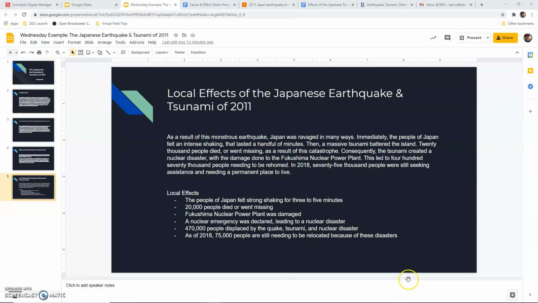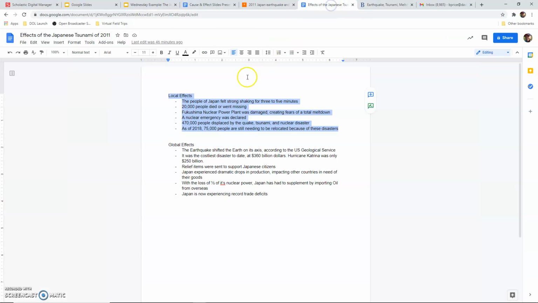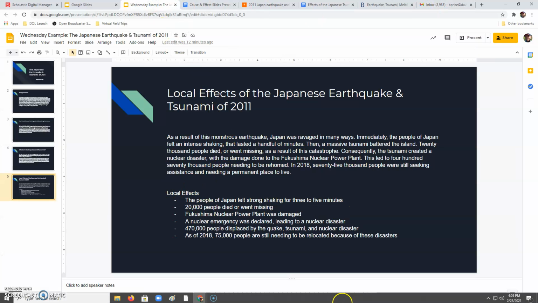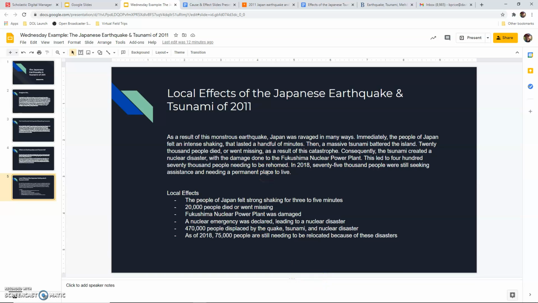Now that I have my paragraph written, I no longer need these bullet points here, but it did make it a lot easier for me to be able to go right to my Google Doc where I had taken my notes. I just copied the bullet points I wrote for local effects. I came over to my document, I pasted those, and then I sat and I thought about how I could reword these things and turn it into a flowing paragraph of my own. And you'll see that I pretty much went right along with the list.